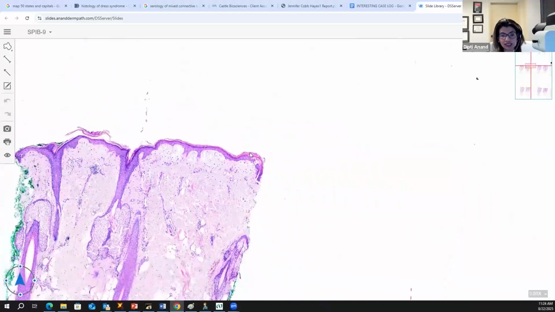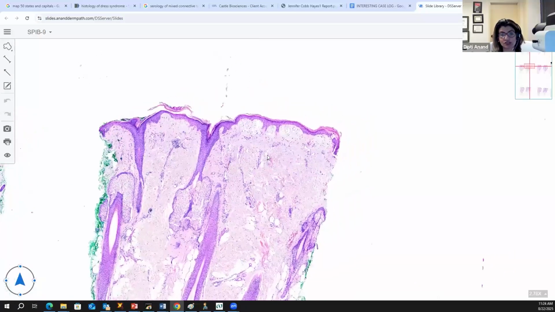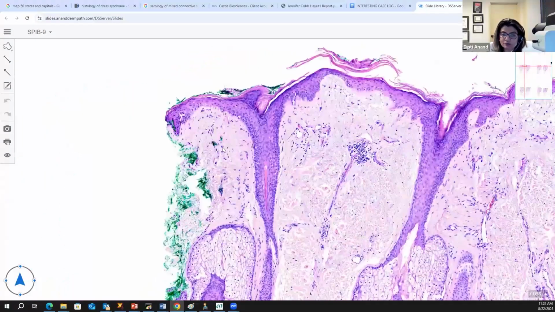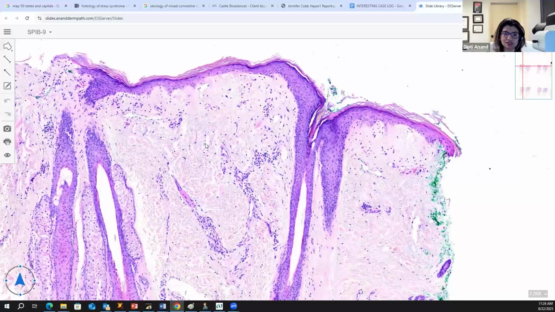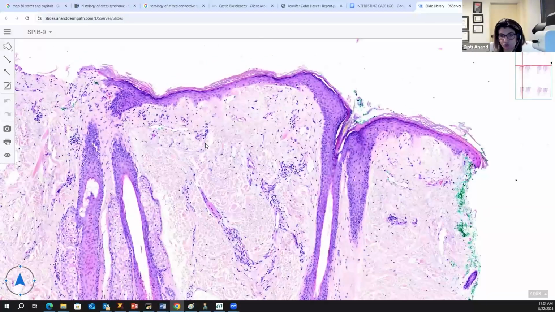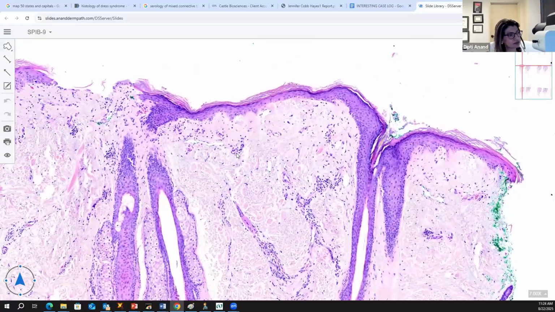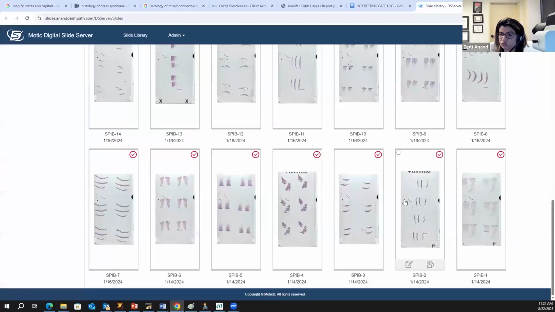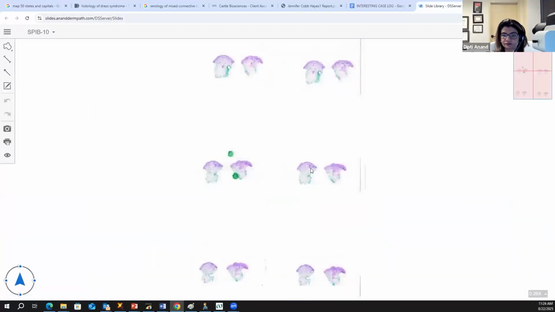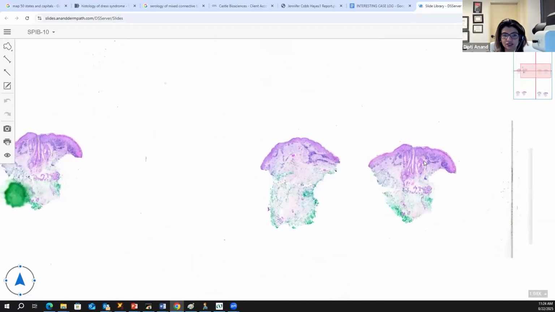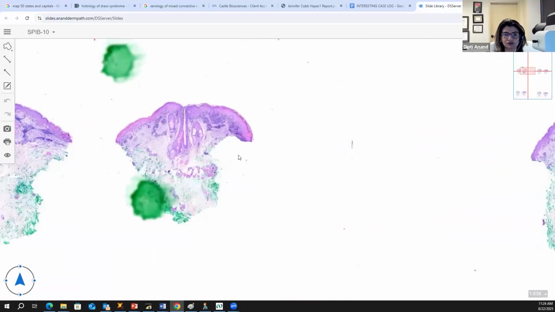Even though this slide has a lot of teaching points, if you can pick up the thick basement membrane in this slide, you will never miss what a thick basement membrane means in connective tissue disease. Is everybody clear on that? Okay, good. Let's go to the next one, which is slide 10. I have a dot there. Let's go to the dot.